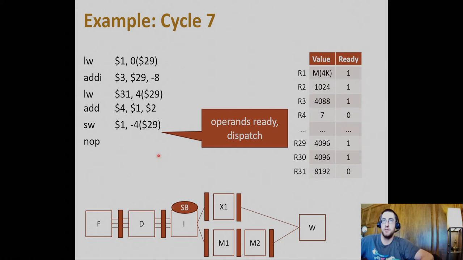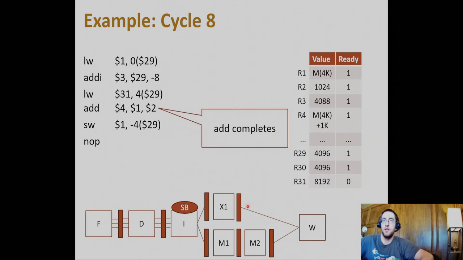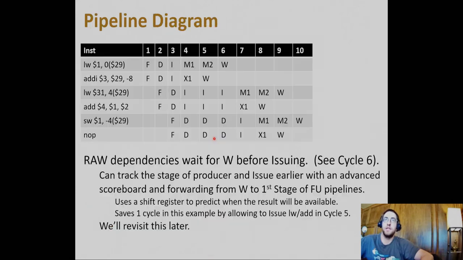So this store word can dispatch, and so it'll enter the memory pipeline the cycle after the load word does. The add completes. The load word is here in M2. The store word is here in M1. The load word completes, and then the store word completes. So it takes 10 cycles. Here's the multi-cycle pipeline diagram for this example.